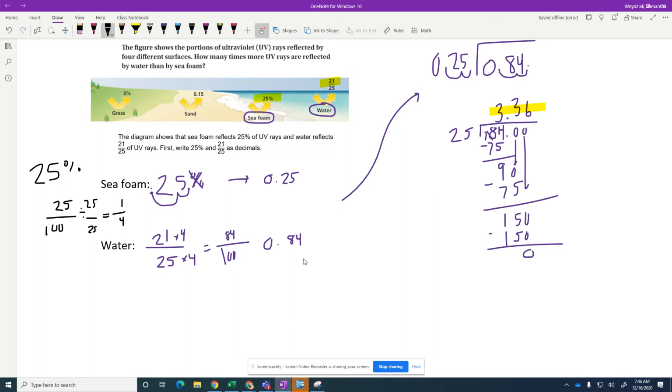So we would still divide the same number by the same number, just in a different form. So we would take 84 over 100, and we would divide that by 1/4. So again, this is just another option. We could use any of these. We could use fractions, we could use decimals, as long as you have them both in the same format.